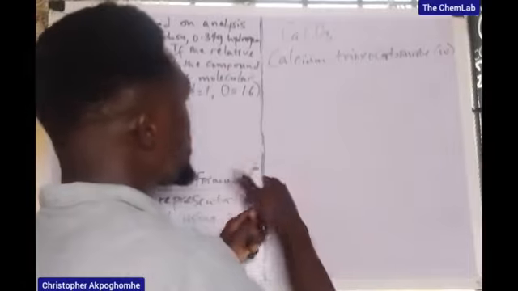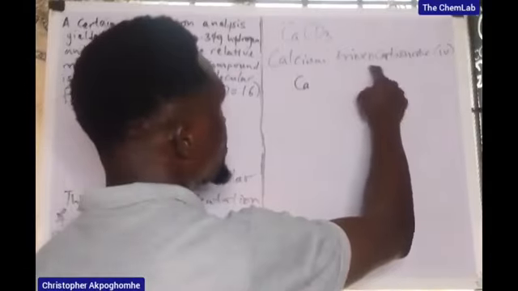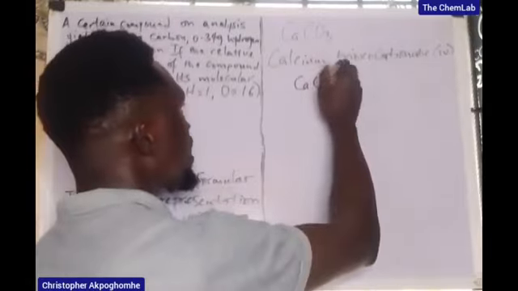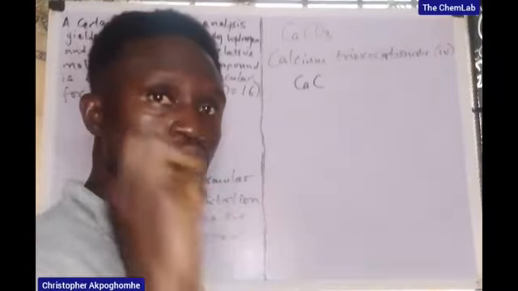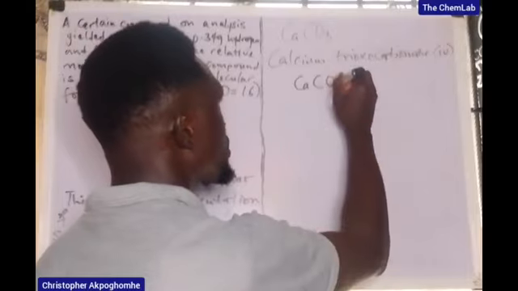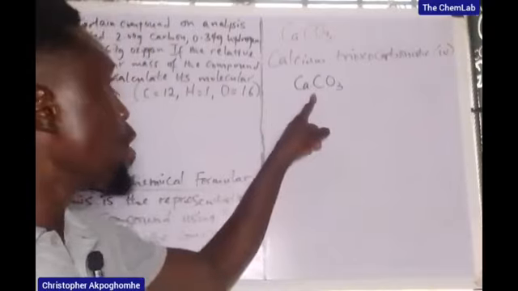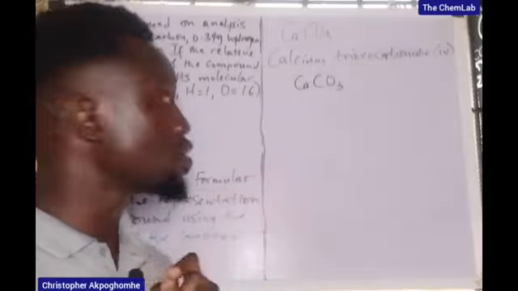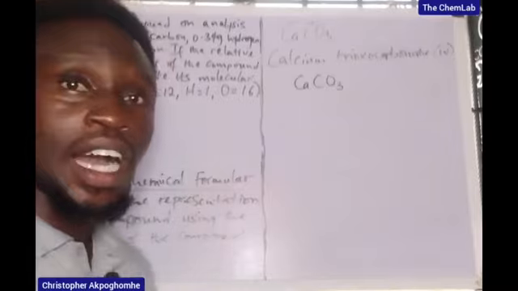So, the symbol for calcium is Ca. Now, we have trioxocarbonate. Carbonate is carbon, and then we have trioxo. Trioxo means we have 3 atoms of oxygen. So we have O, and then 3 atoms. To show the 3 atoms, you put the 3 as a subscript. This is the chemical formula for this compound, calcium trioxocarbonate(IV).